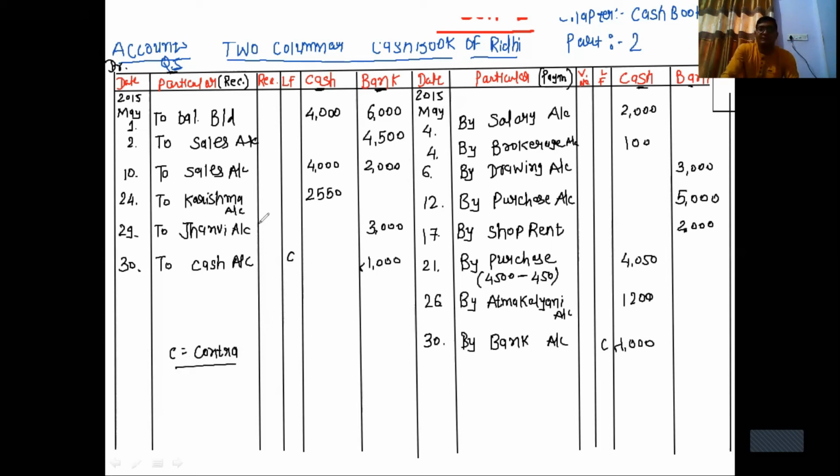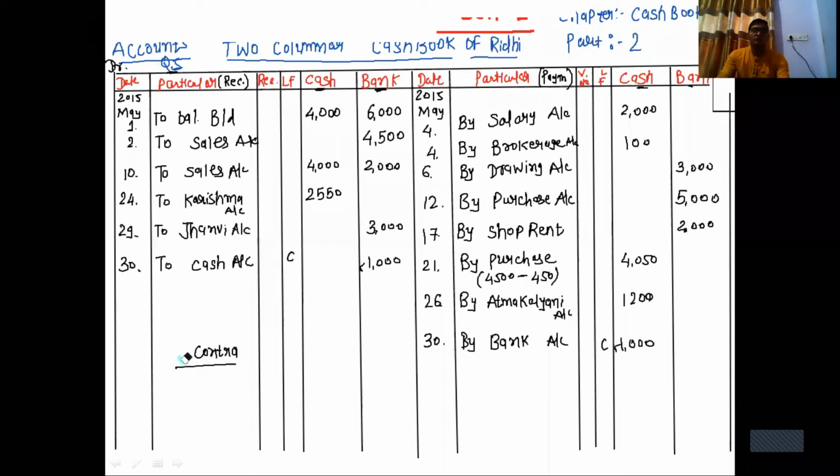Contra entry arises only when it affects both accounts in a single transaction. There are only two possible ways. Number one, when we deposit cash into the bank, then it affects cash and bank. On the opposite side, when we withdraw an amount from the bank, then it also affects cash and bank. In every contra transaction, in the LF column, we have to write C, which stands for contra.